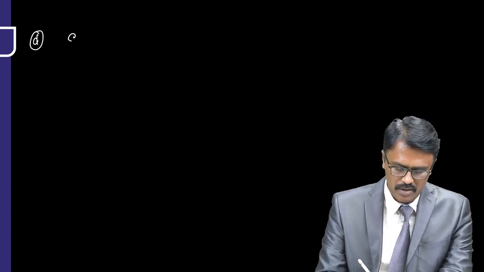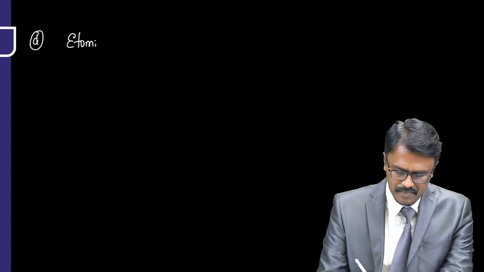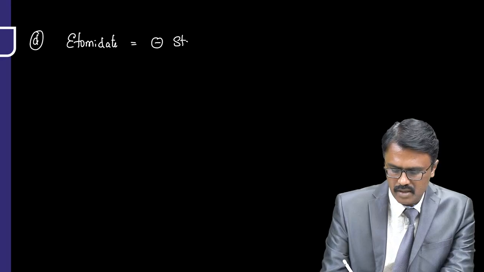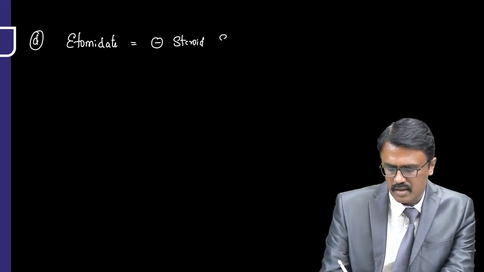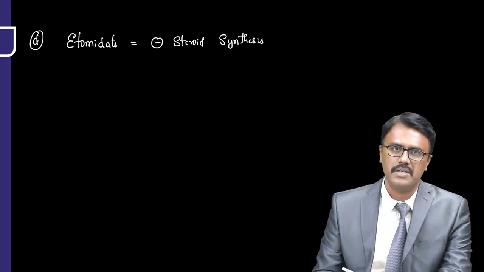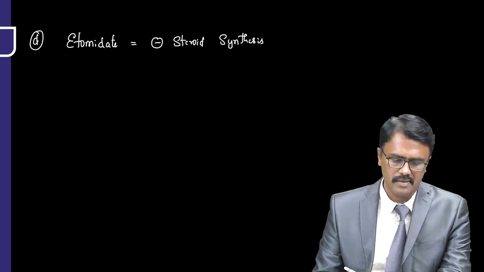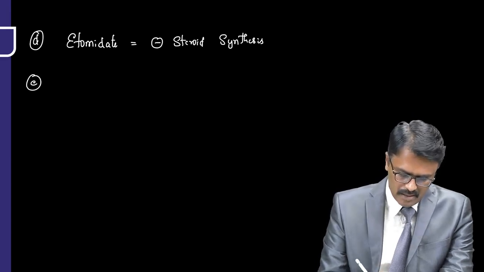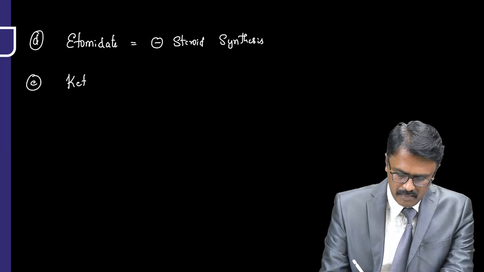The next drug what we are going to discuss, not used nowadays, it is called etomidate. Etomidate has shown to inhibit steroid synthesis, corticosteroid synthesis. So it can cause adrenal suppression by inhibiting steroid synthesis. The next drug is by the name ketamine.